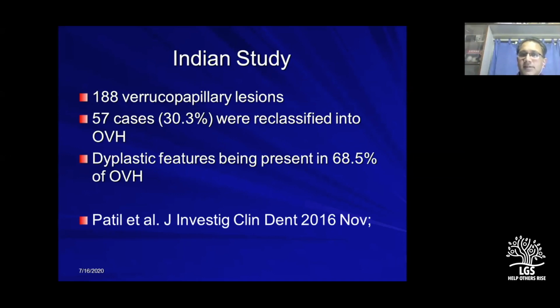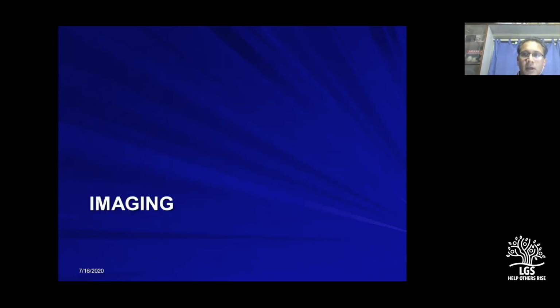Again, there was an Indian study of 188 verruco-papillary lesions, and a lot of them were reclassified into oral verrucous hyperplasia as well. So much so that the authors believed that the amount of dysplasia in some of these lesions was up to 68%, compelling evidence to say that even oral verrucous hyperplasias, when diagnosed correctly, can be a potential malignant disorder. Again, in some of these patients, you would tend to use an imaging.